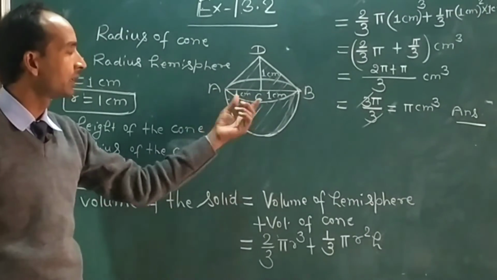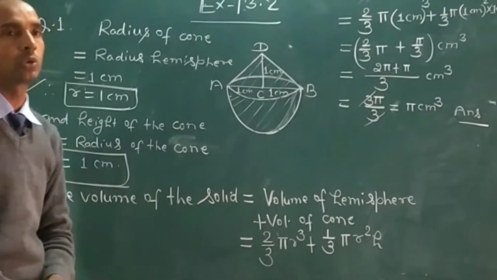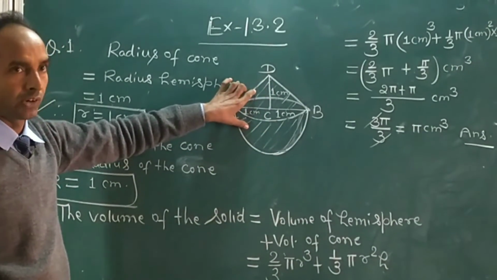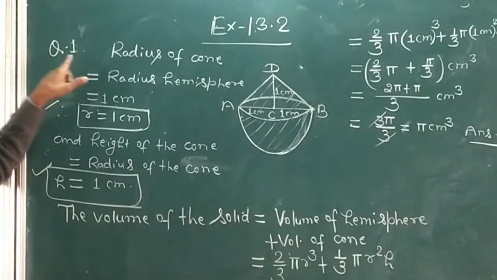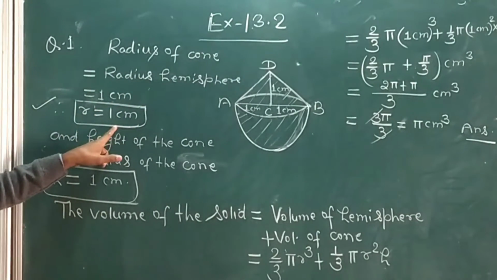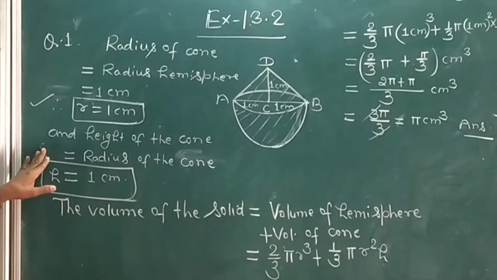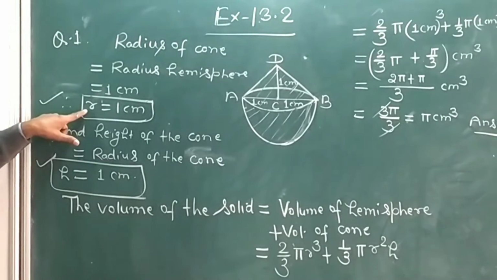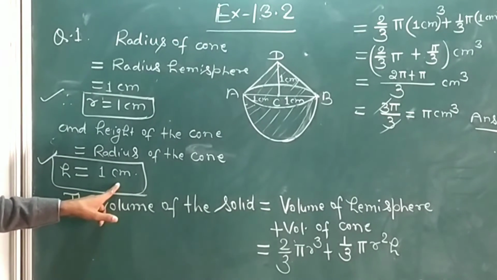Also it is given the radius of the hemisphere and the radius of the cone is equal to 1 centimeter. We have to find here the total volume of this solid. So we have written here radius of cone equal to radius of the hemisphere equal to 1 centimeter. It is given in the question. And the height of the cone is equal to the radius of the cone, and as you see here radius of cone is 1 centimeter, therefore h is also equal to 1 centimeter.